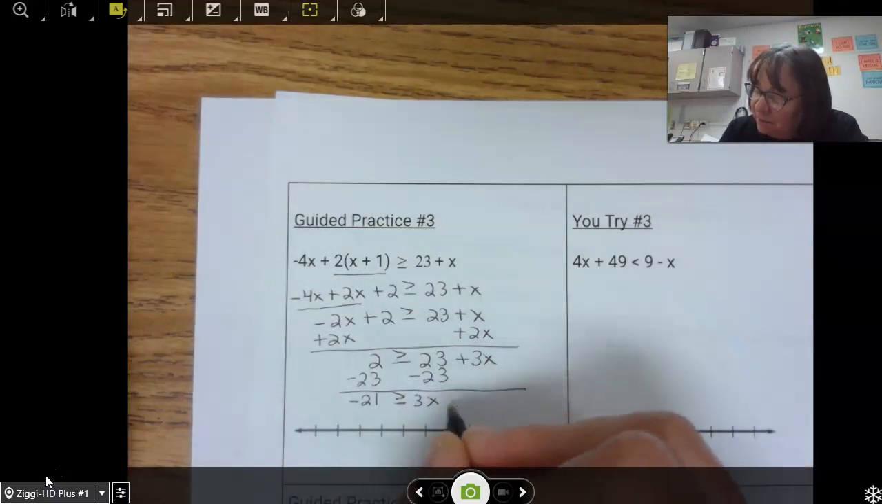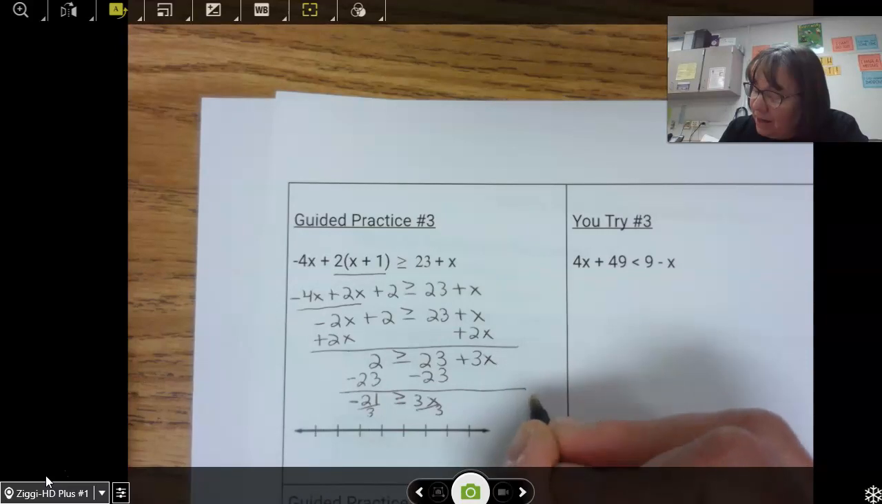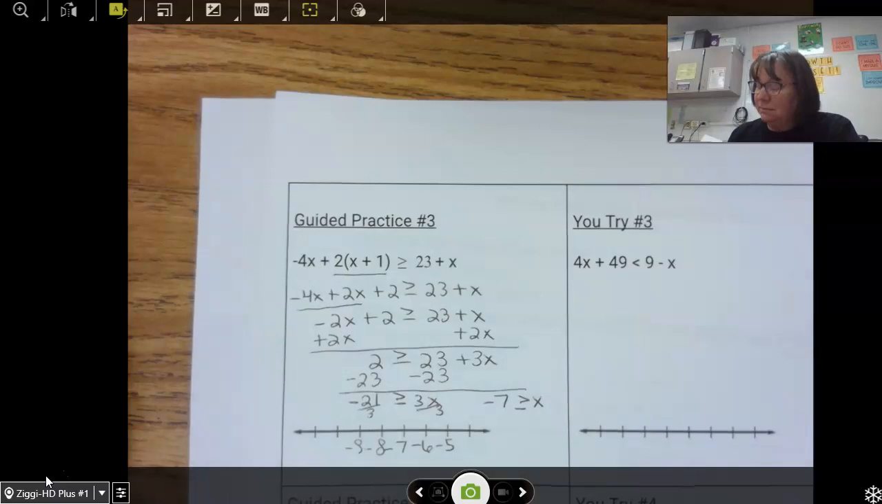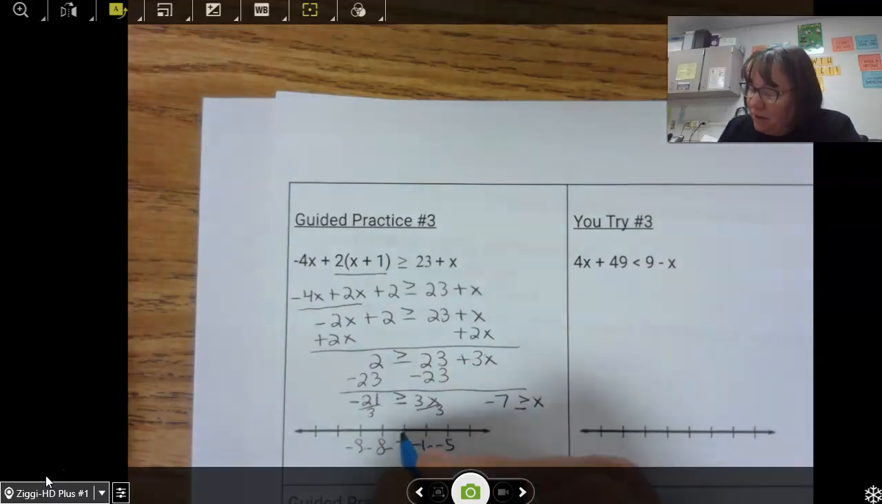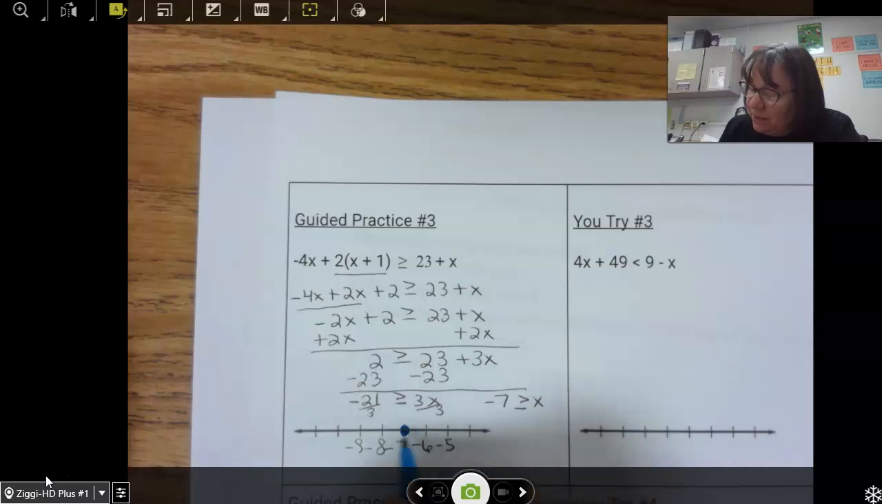And I get x is less than or equal to -7. So I'm going to fill in my circle, and less than, you always read from the x, so it says x less than or equal to -7.